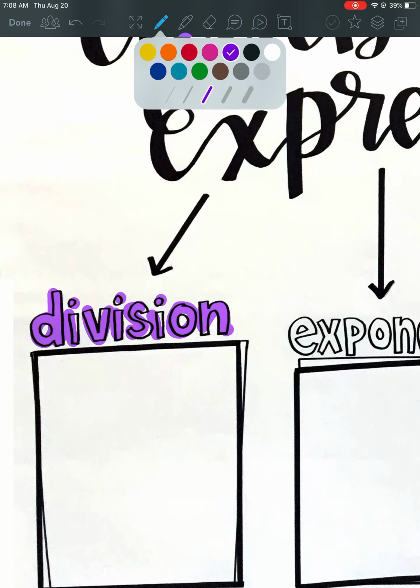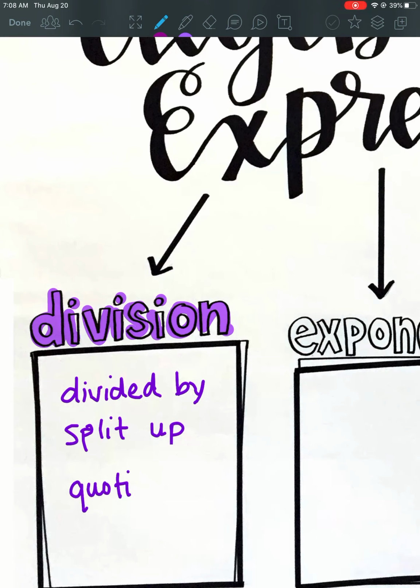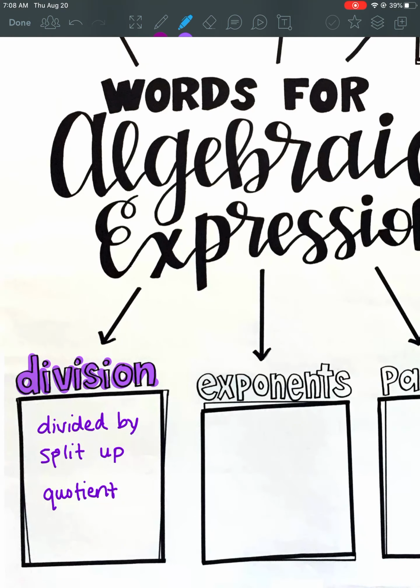So we've got divided by, quotient, split up. If you cut things up, that's the same thing as splitting things up. And then I'm going to use that quotient as our last one, the answer to a division problem. Okay? Let's do exponents.